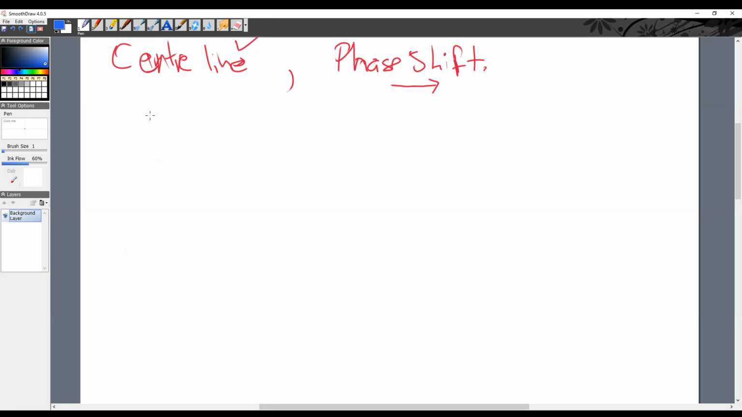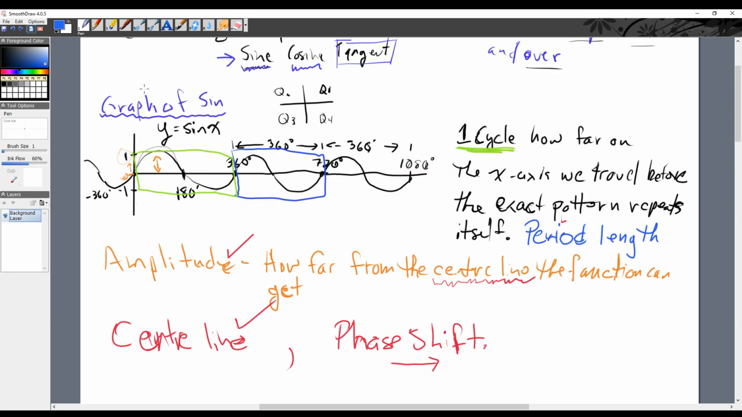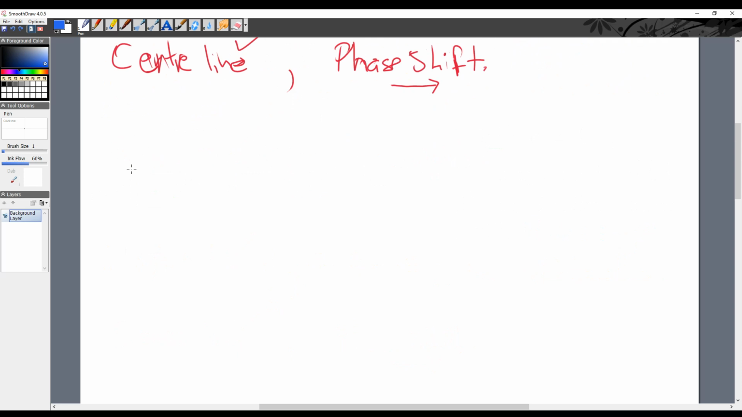So, back to graphing. We looked at a really rough graph of sine, particularly because my pen wasn't working very well. I'm going to regraph sine right now, and we're going to see some techniques that we can use to do substantially better graphs of sine.